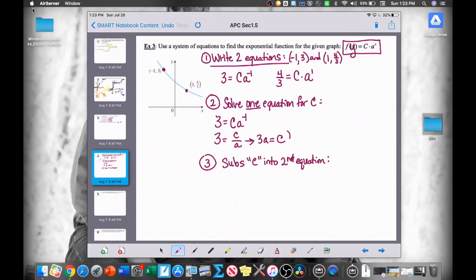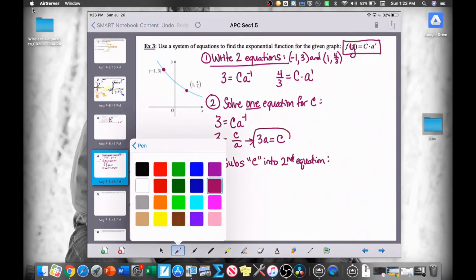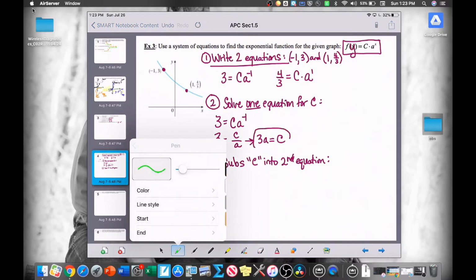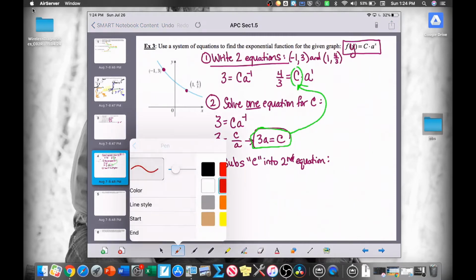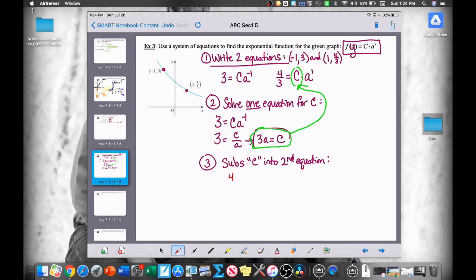Okay, so I'm going to take this right here, and I am going to substitute it in for c right there. That's what I'm doing in step 3. So when I do that, I get 4/3 equals, for c I'm going to plug in 3a times a to the first. And then I'm going to simplify that. 3a times a, and sorry, step 4 here.